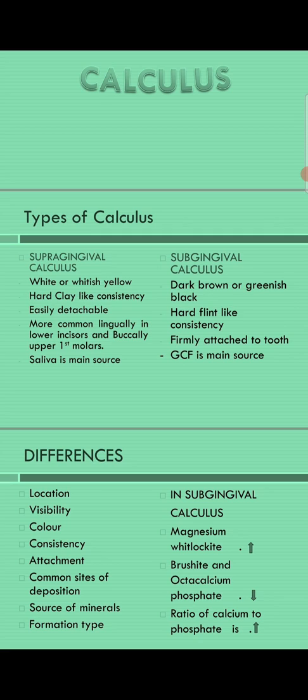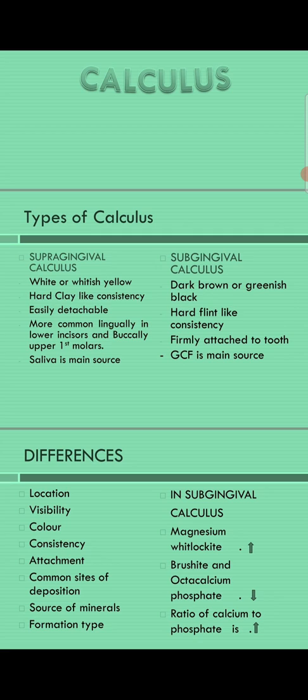Next, the source of supragingival calculus is the saliva, but the source of subgingival calculus is the GCF, meaning gingival crevicular fluid, and we already discussed GCF in detail in our previous videos. Now these are the differences between supragingival and subgingival calculus. There are more differences: location, visibility, color, consistency, attachment, common site of deposition, source of mineral, and formation type are all different. We will discuss this in the next slides.